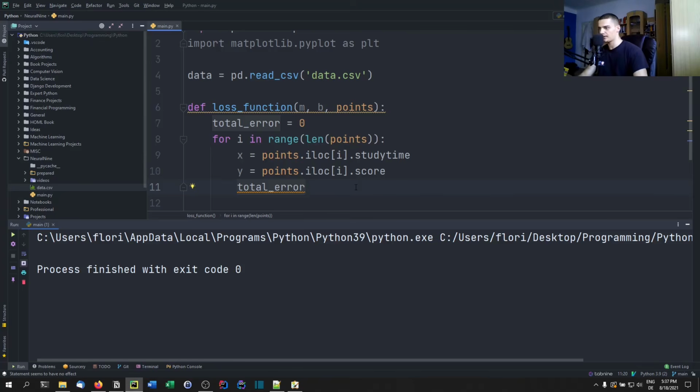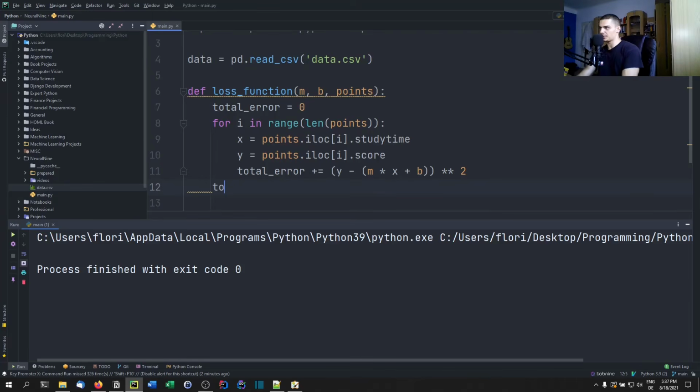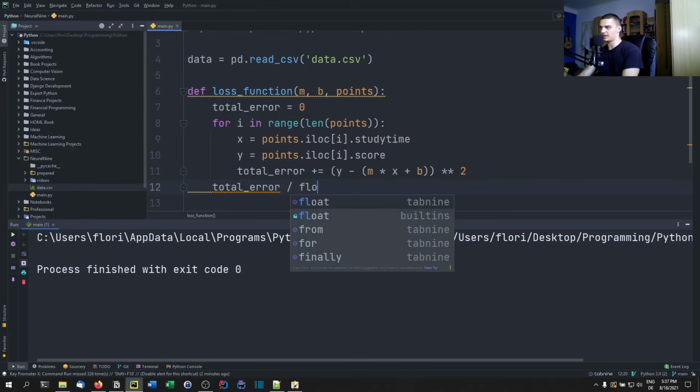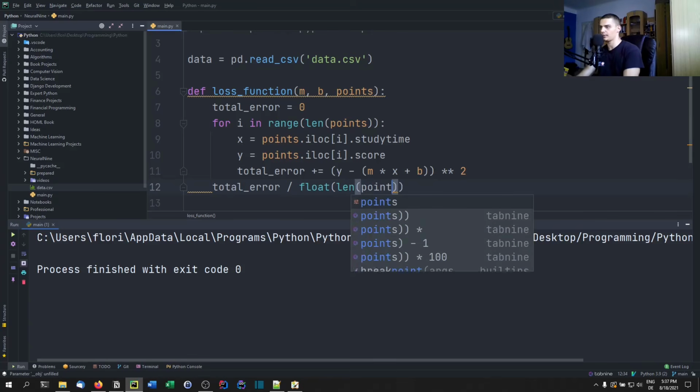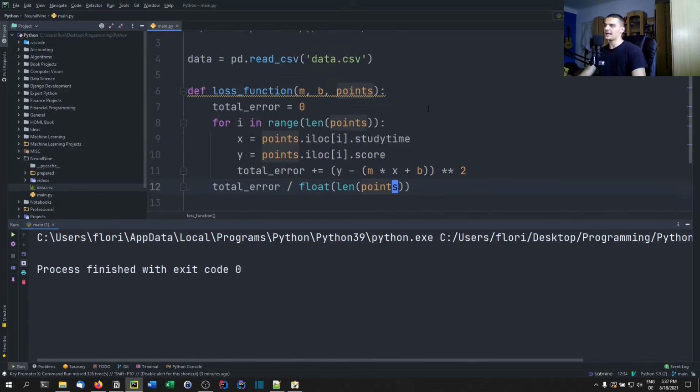So total error, let me just see how I wrote it. Total error plus equals, and then the loop is basically the sum, and what we write in here is the iteration of this sum sigma symbol. So we say to the total error, we want to add y, the actual y point, minus what we thought the y point should be based on m and b. So m times x plus b, and the whole thing squared because it's the mean squared error. And in the end, we just say total error divided by float length of points, like that. So that is the basic loss function.